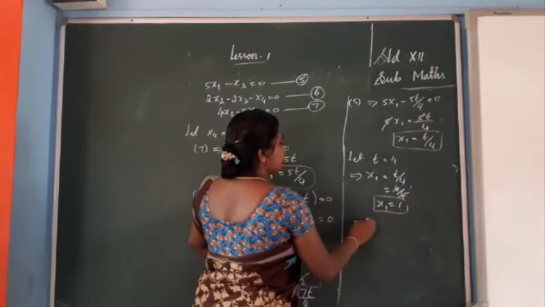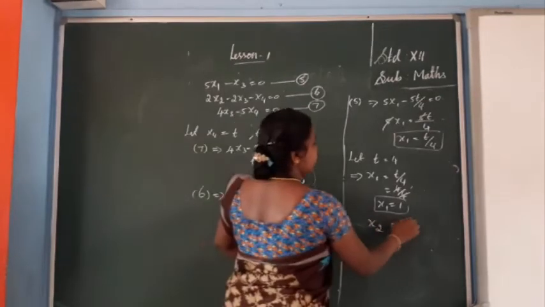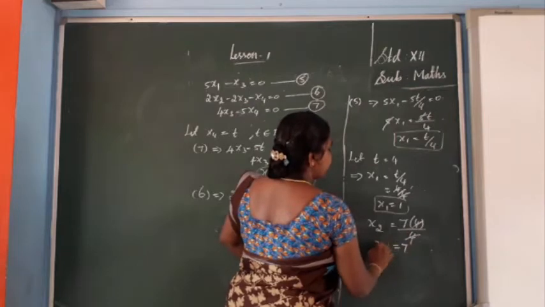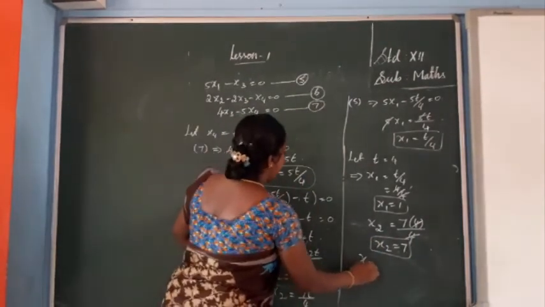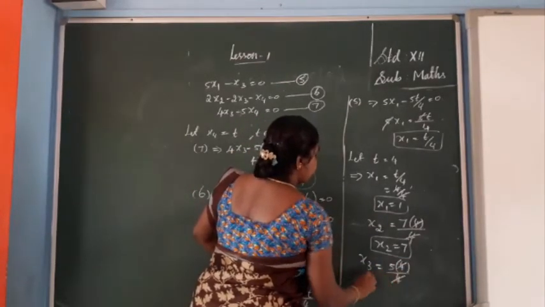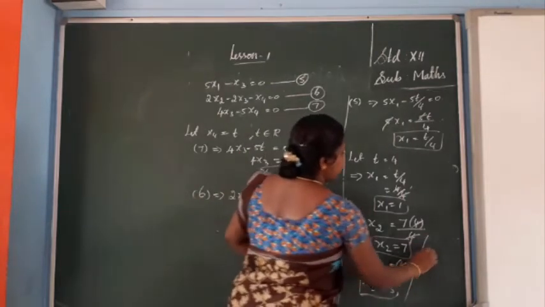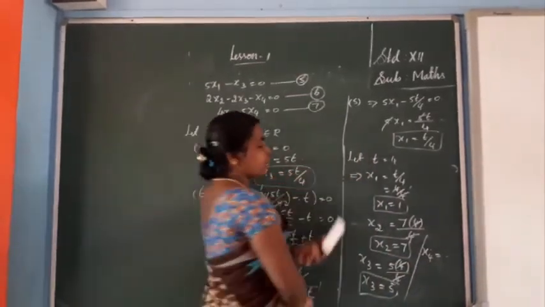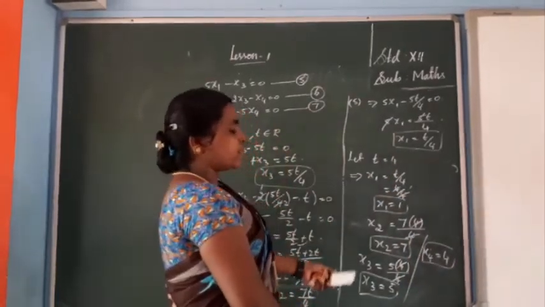Next x2. Actually x2 value is 7t by 4. 7 into 4 by 4, 4 cancel, so x2 equal to 7. Next one x3. x3 equal to 5t by 4. 5 into 4 by 4, 4 cancel. So x3 equal to 5. Next x4 equal to, actually x4 means t, isn't it? So t value is 4. So we got 4 values, x1, x2, x3 and x4.